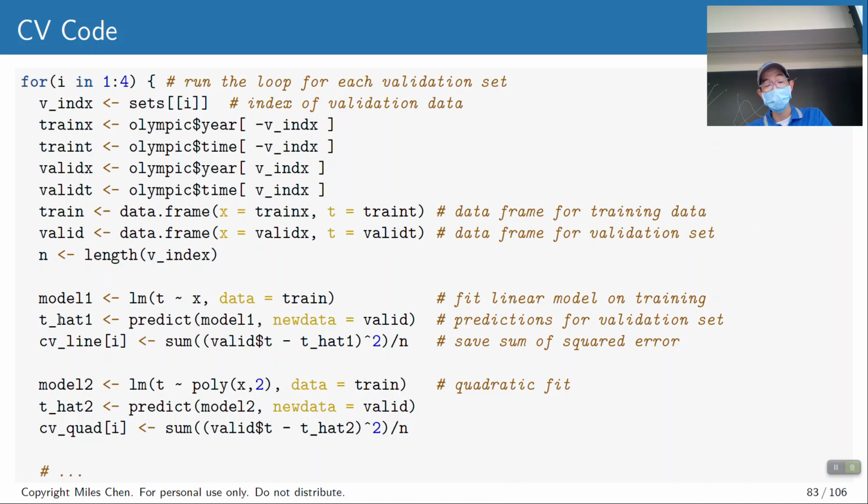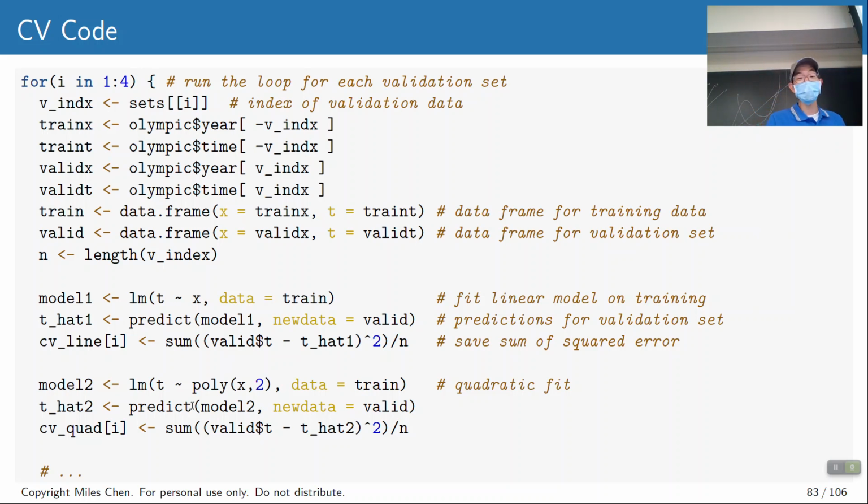And this will be my predicted values. Then I take the actual values in my validation data, and I subtract off my prediction values. I square them, I add them up, and I divide by n. That's going to be kind of the mean squared error for that one validation set.